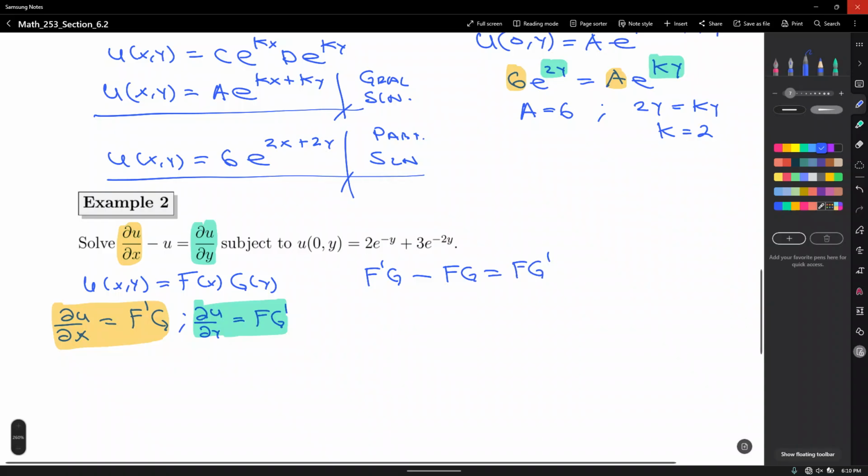Okay. Now let's play the game of separation of variables. It seems like on the left-hand side of the PDE, we have a common factor of g. I'm going to factor it out. So that'll be (f prime minus f) times g equals f g prime. And I guess we can separate the variables from here, don't we? So I'm going to divide both sides by fg to have all the variables separated.